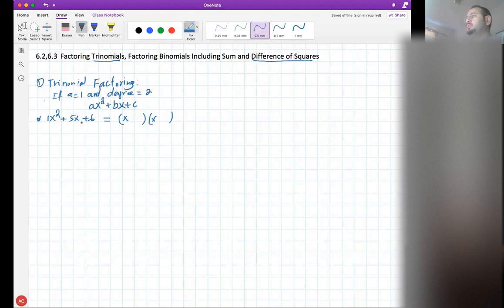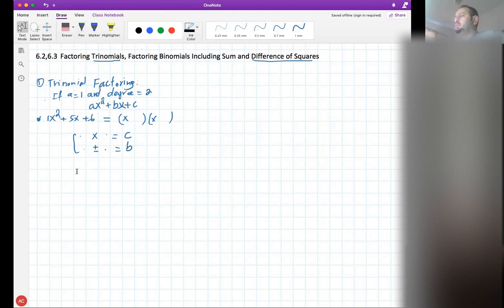And we find two numbers. The way we find the numbers is simple. The numbers that we find, two numbers that multiply to c, and the same numbers we use here, when we combine them, whatever their signs are, when we add or subtract them, we should get this number here, b. Okay, let me repeat that again.